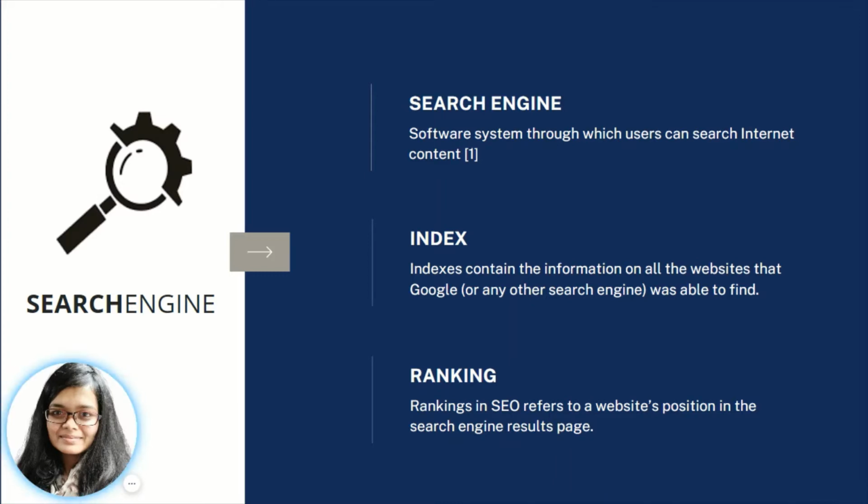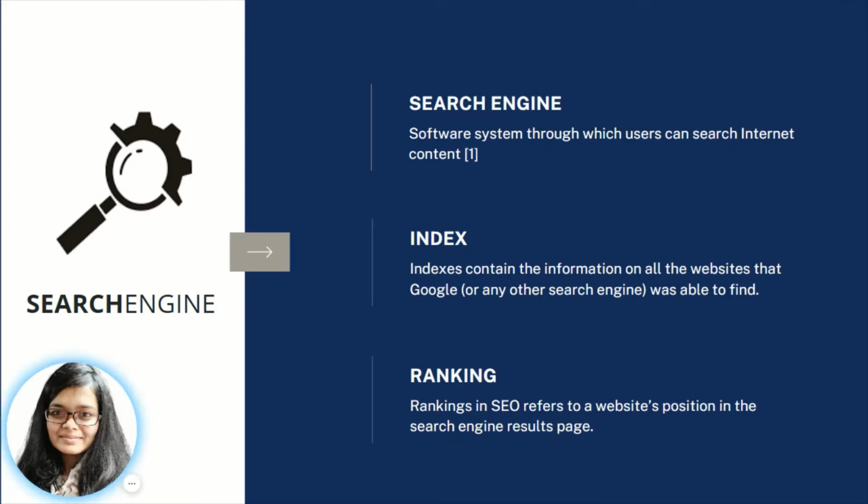A search engine then looks through its index for relevant websites and displays them in the form of a list. Google, Bing, and Yahoo are popular examples of search engines. An index is another name for the database used by a search engine. Indexes contain the information on all the websites that any search engine was able to find. If a website is not in a search engine's index, users will not be able to find it.